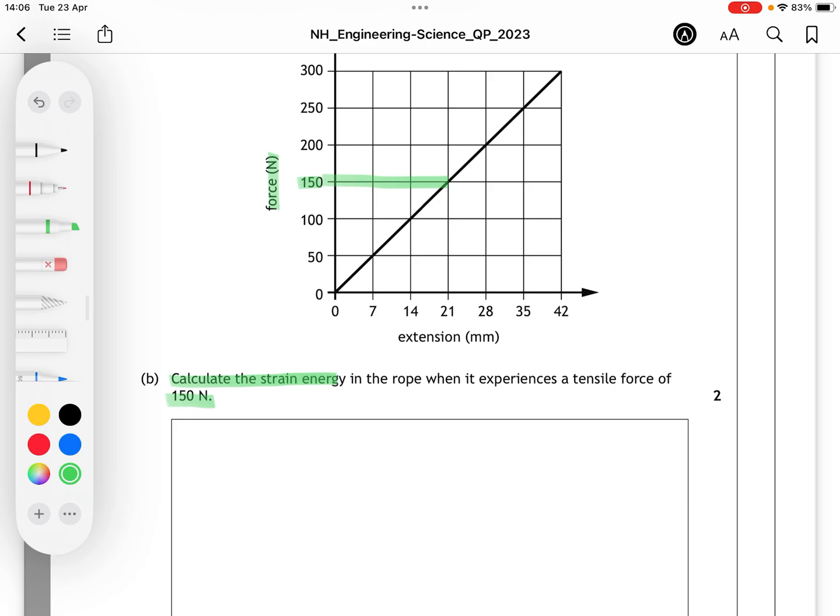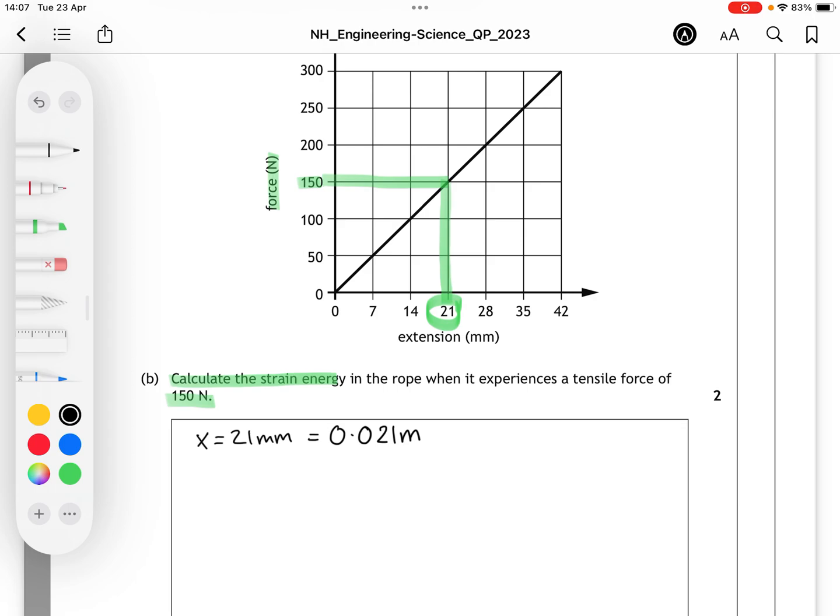So the first thing we want to do is, on our force part of the graph, find our 150 newtons. Follow that along. You can always use a ruler if you like, to the trend line, and then come down to read off our extension, which here is 21 millimeters. So our extension is 21 millimeters, and we need to just convert that into meters because that's the standard for structures. So that will give us 0.021 meters.